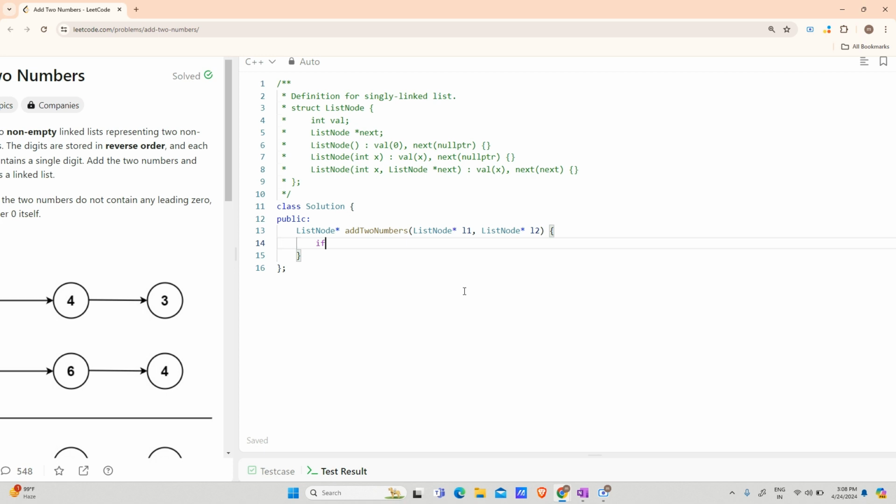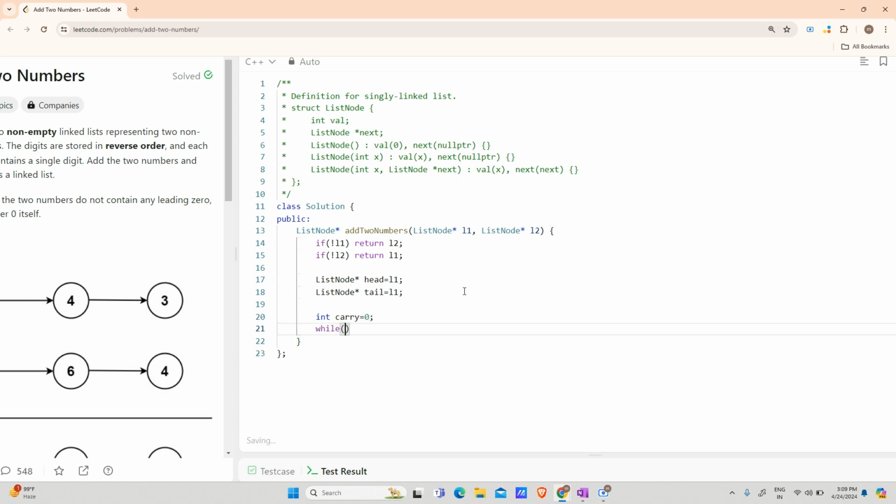Okay, so my base condition is that if my L1 is not present, then I will return L2. We didn't discuss this, right? So if L1 is not present, that is L1 is given to us null, there is no number. In that case, I will return the second number. And if my L2 is not present, I will return the first number. Now, as discussed, I will make a head as L1, I will make a tail as L1. Now, I will make a carry and initialize it with 0.